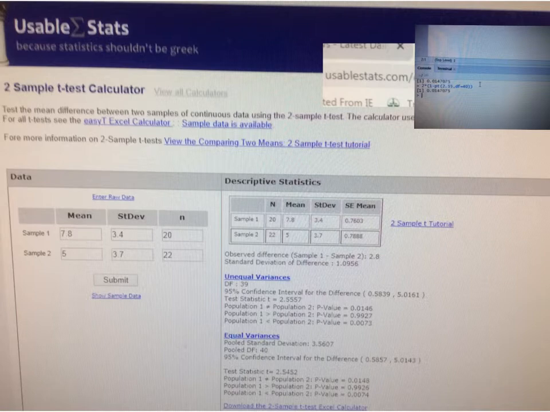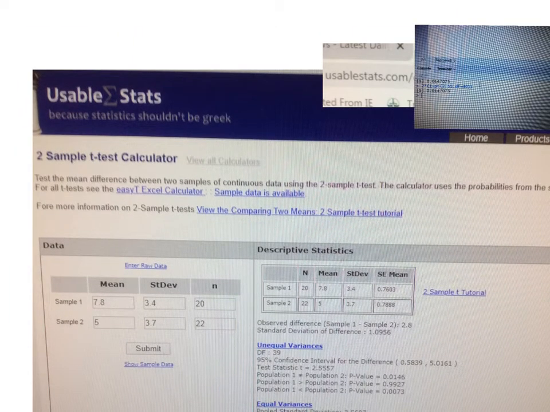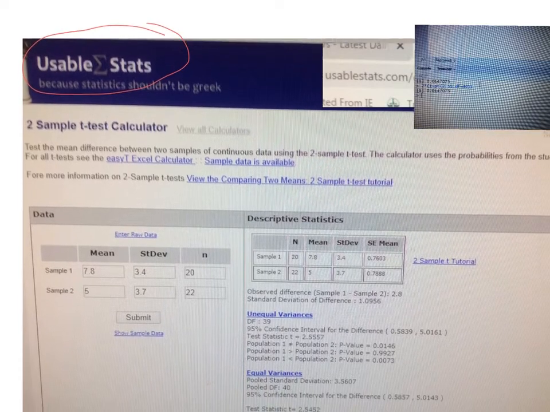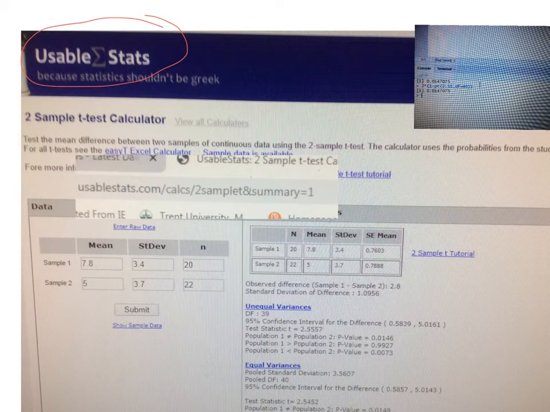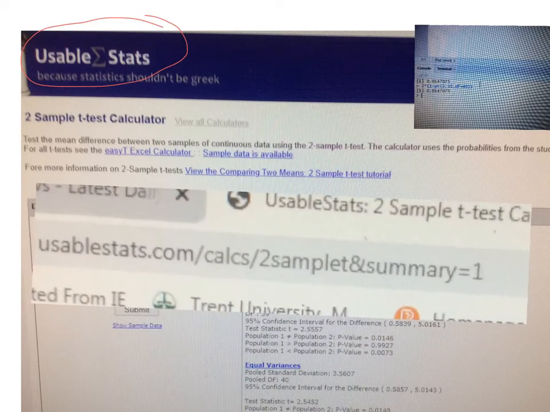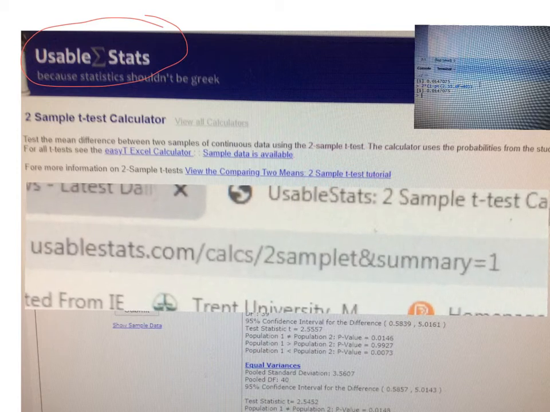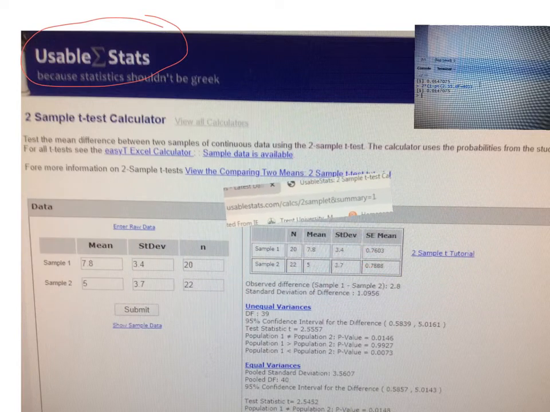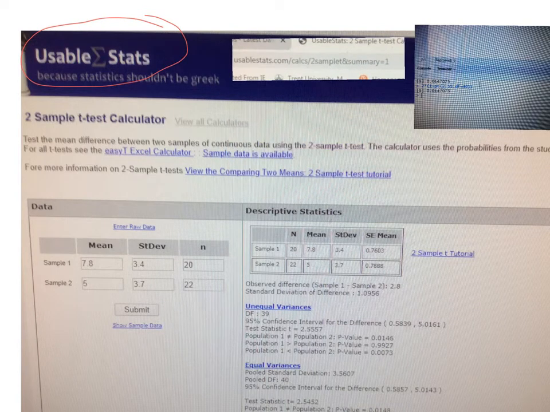Let me see if I can pull this down here. Yeah, there's the title of it. And so in terms of you getting to it, this is the URL. Hopefully you can see that. That will get you to it, or you can just search usable stats on Google, okay? What I like about it is it actually will do all your calculations for you.